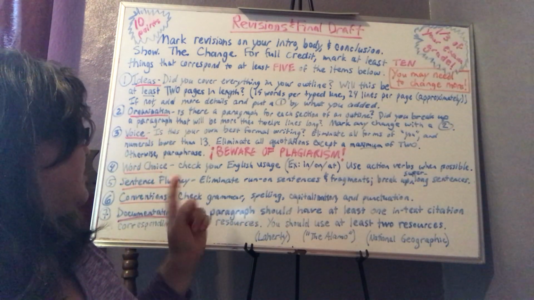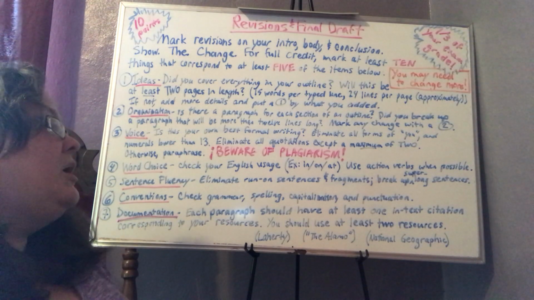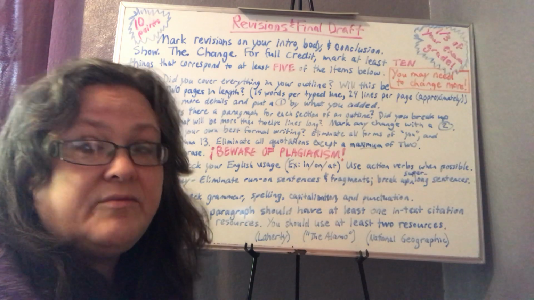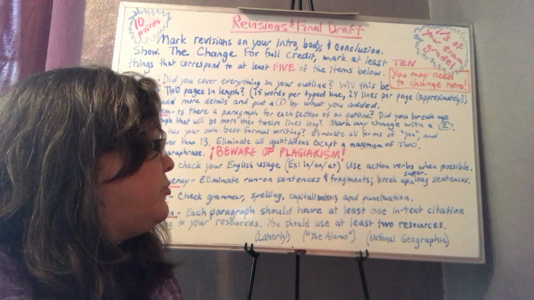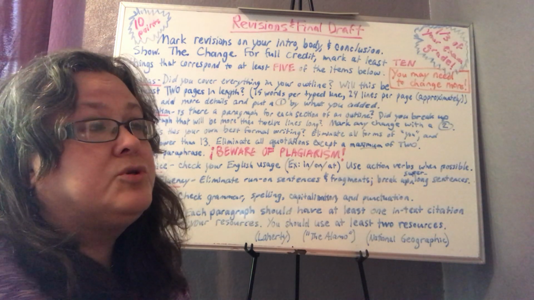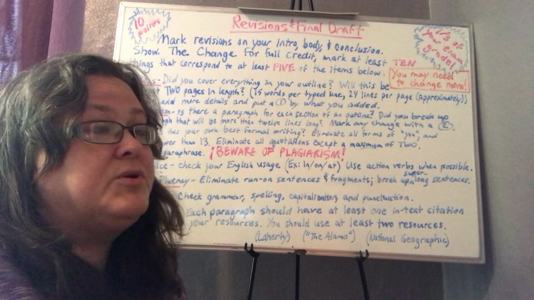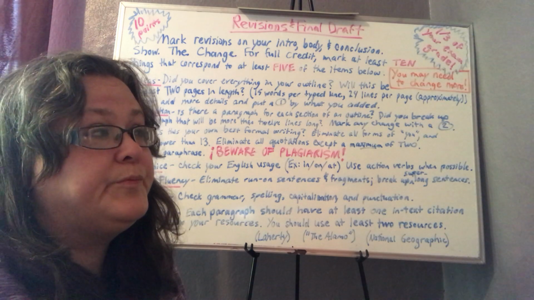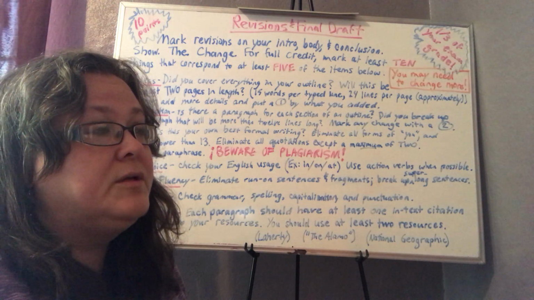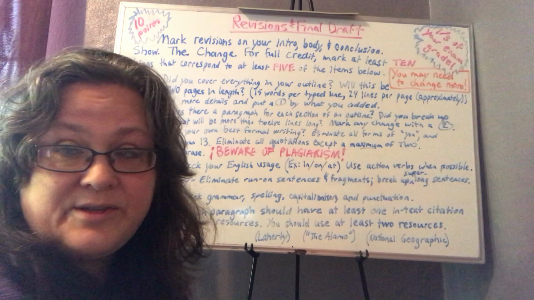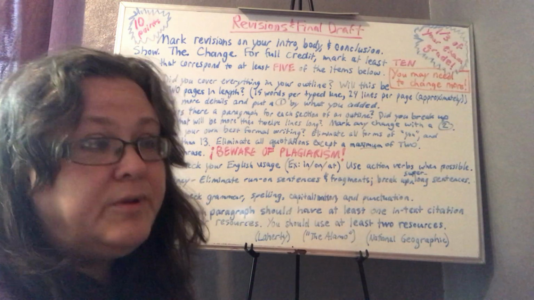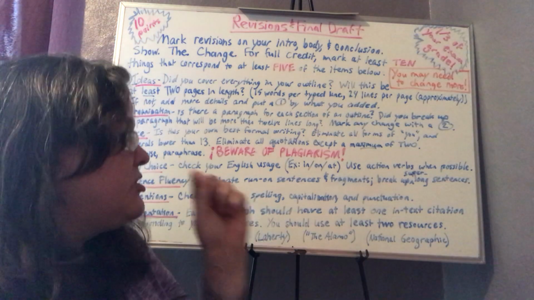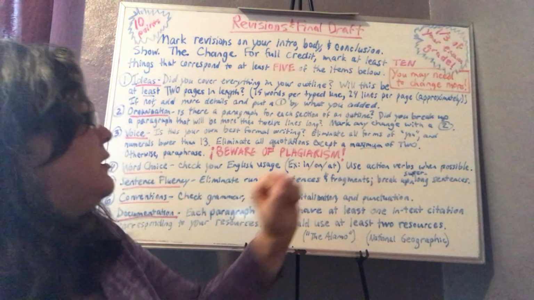Number 4, word choice. Check your English usage. For example, did you put the right word? Should it be the word on instead of the word in, for example? Did you use an apostrophe S for possessive instead of using of? So like, for example, the glove of Michael Jackson. Probably we want to say Michael Jackson's glove, okay, with apostrophe S, that kind of thing.